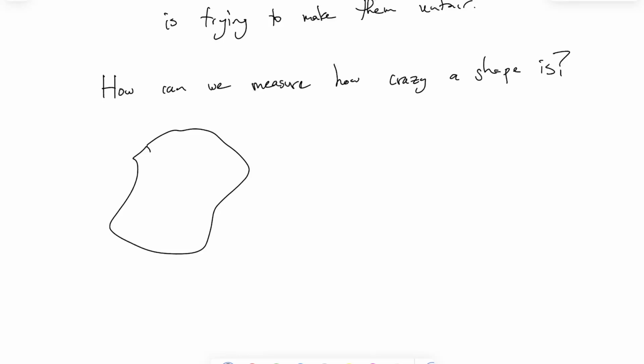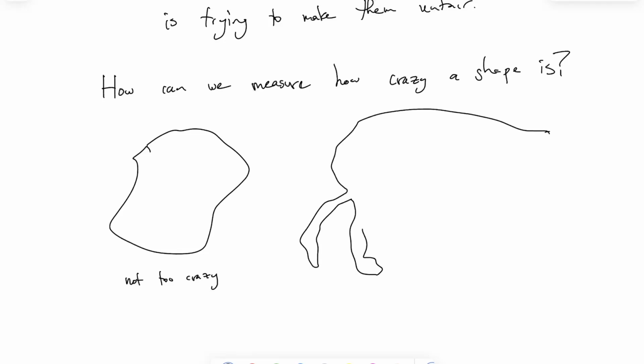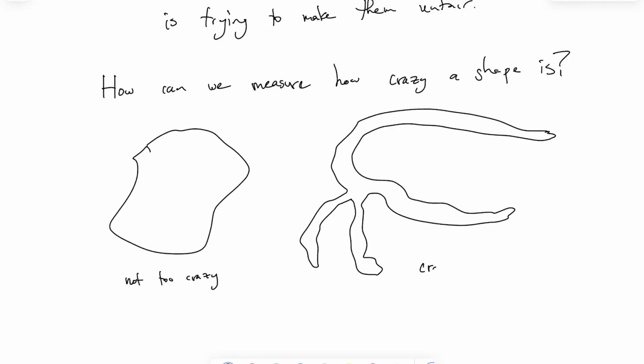If I see a district that's shaped like this, it seems pretty ordinary to me. I would say this is not too crazy. But if I see a shape that looks something like this, then I think, all right, you're being silly now. If somebody draws a district shaped like this on the map, I will immediately think you're probably trying to play some games with the district lines. So this one over here seems crazy to me.